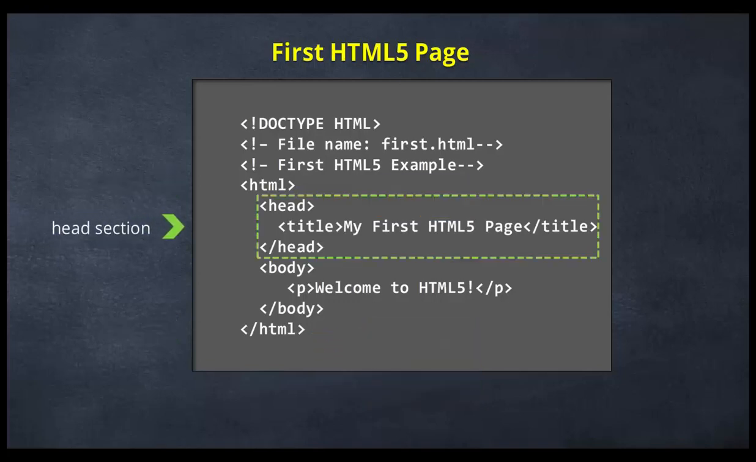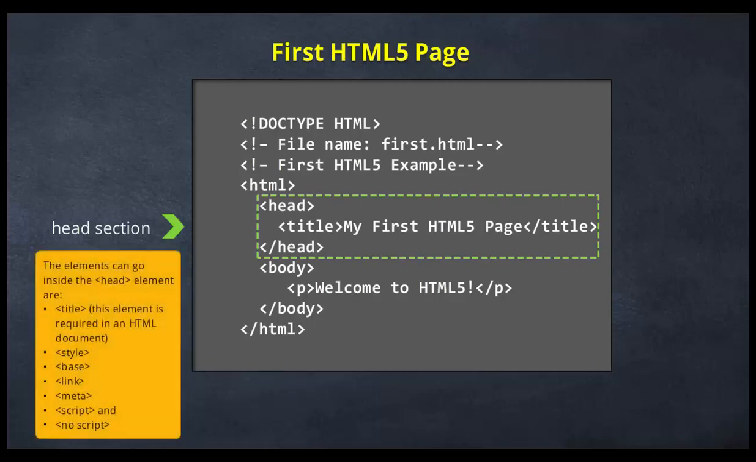The head element is a container for all the head elements. The head element can include a title for the document, scripts, styles, meta information, and more. The elements that can go inside the head element are title, style, base, link, meta, script, and noscript.